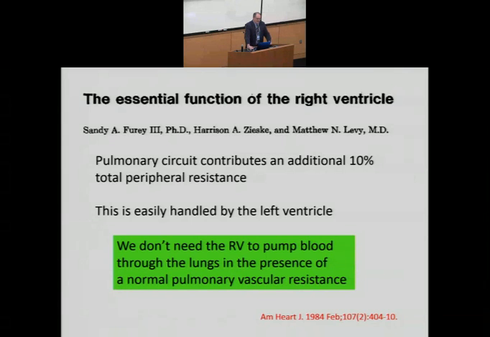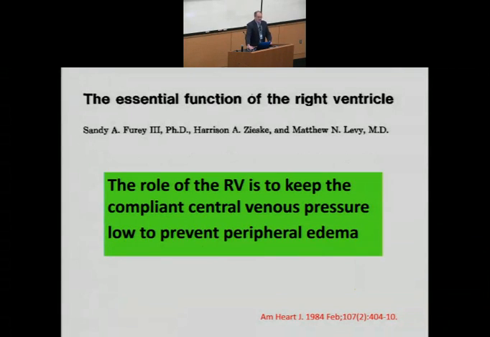So we don't need the right ventricle to pump blood through the lungs in the presence of a normal pulmonary vascular resistance. And in fact, what they went on to say is that the main role of the right ventricle is actually to keep venous pressure low. It's to stop pooling of venous blood in this large capacitance of systemic veins. It's to prevent peripheral edema. That is the role of the right ventricle. And we all know that when you have right ventricular failure or tricuspid regurgitation, it doesn't take long before patients have massive livers and very severe dependent edema.